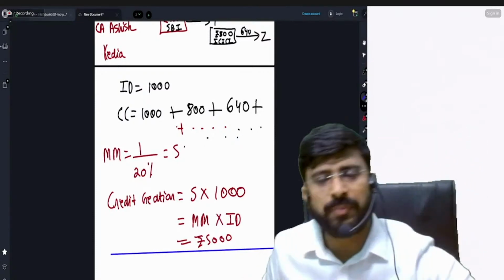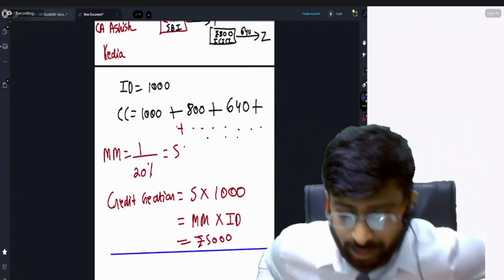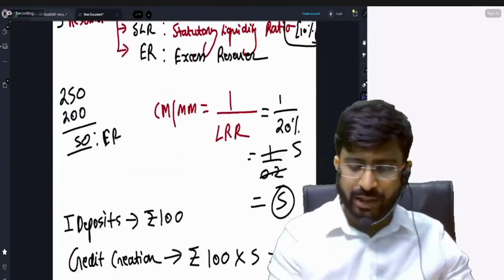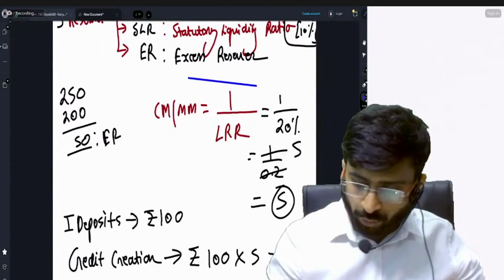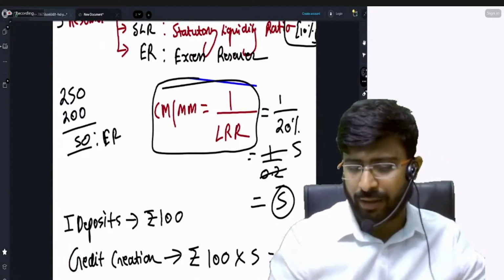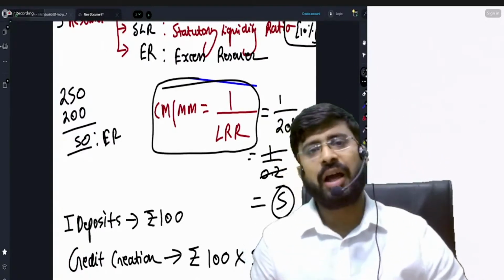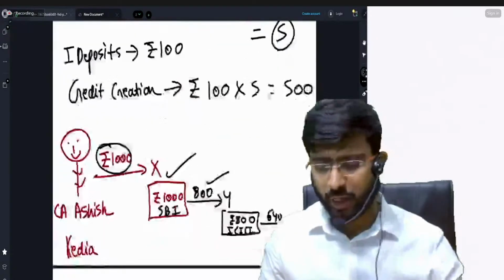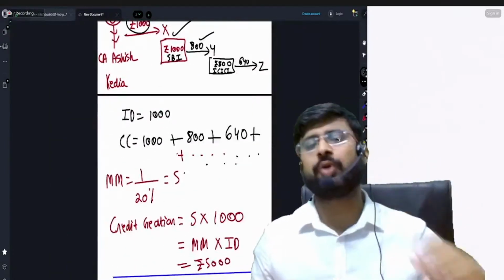Another formula of money multiplier I am going to teach you. Don't worry. This is when only legal reserve ratio is maintained. Then money multiplier is 1 by LRR. LRR includes two components, cash reserve ratio and SLR, statutory liquidity requirement. Friends, have you understood this cycle?